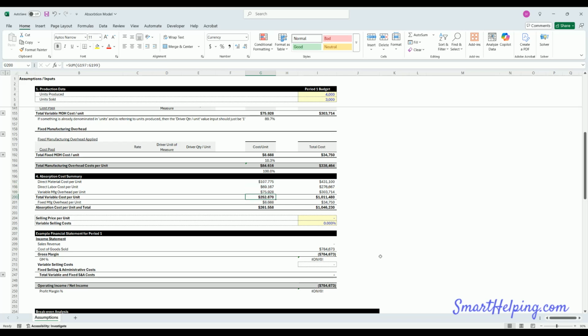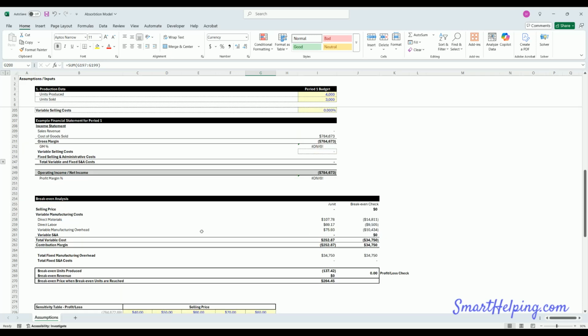And then if you were going to calculate, you can see in the break-even analysis, we have contribution margin, which is a little bit different. That takes all variable costs, and then you get to the contribution margin, and then you take fixed costs after that.